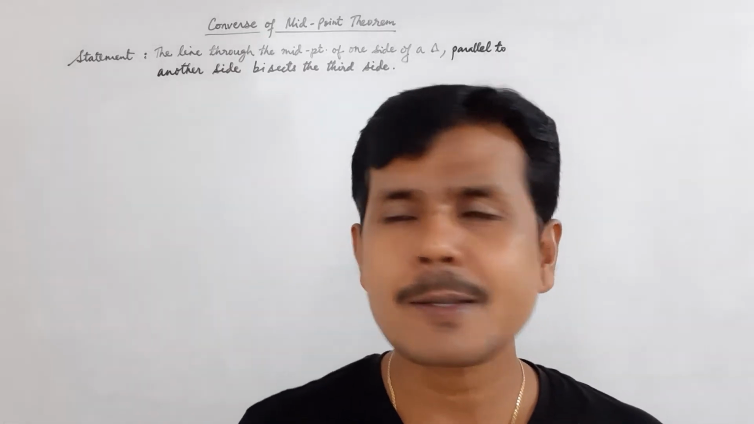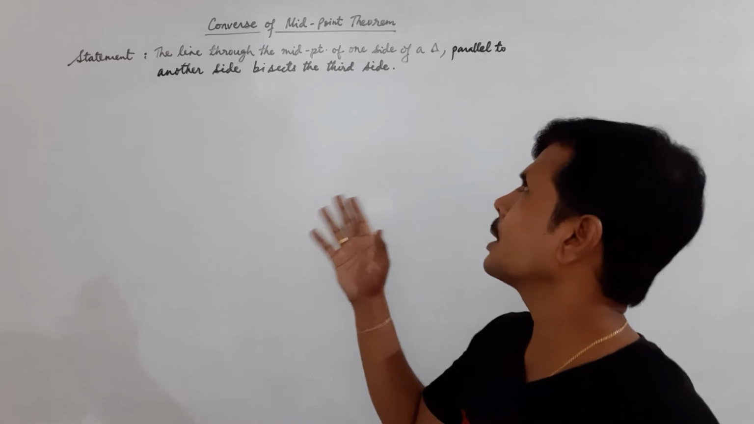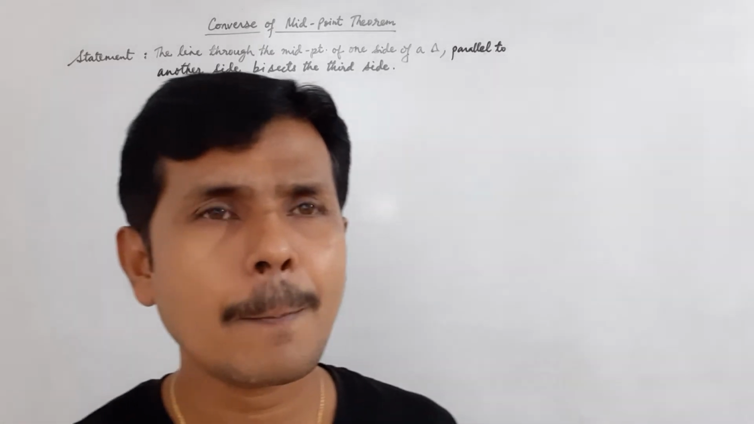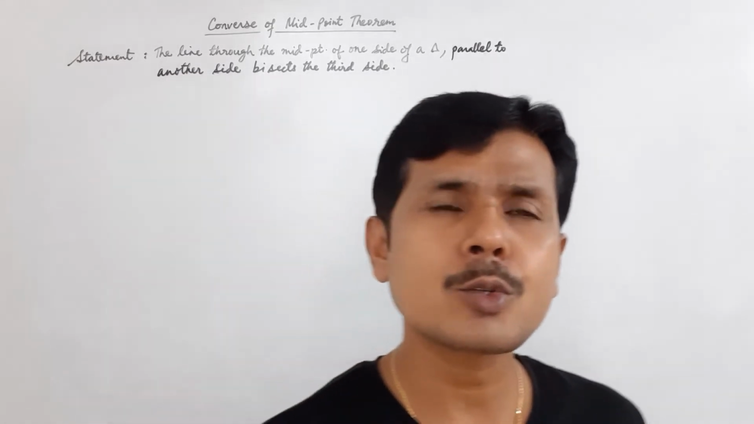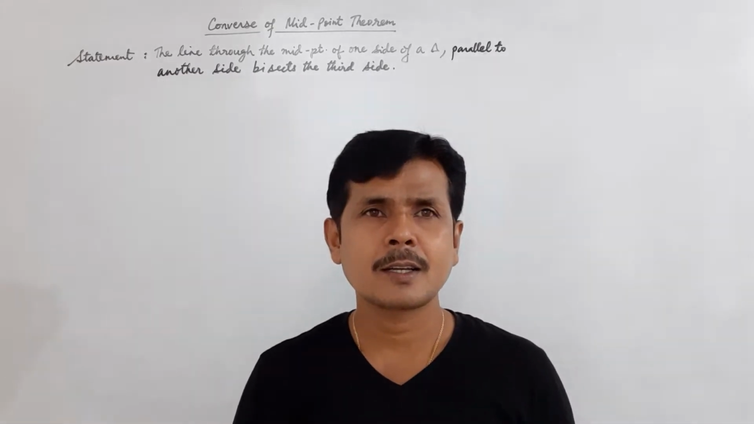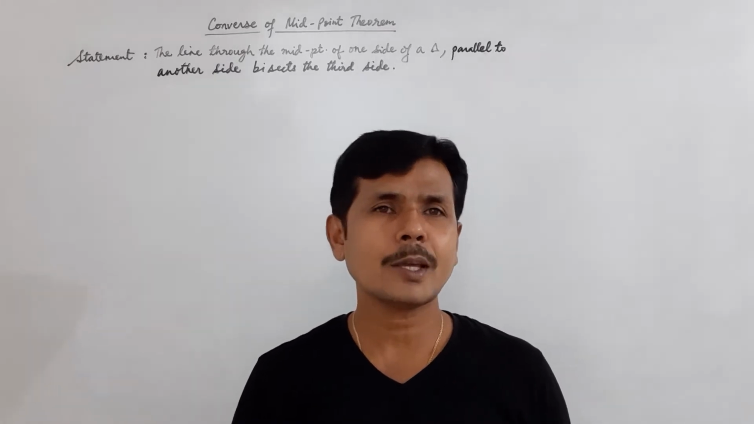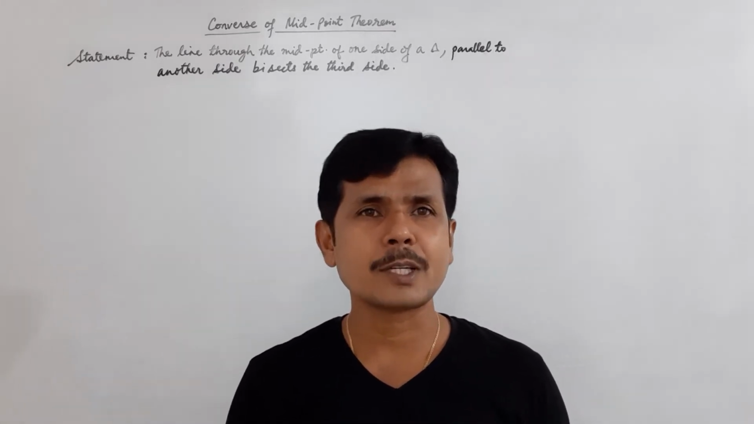The statement is: the line through the midpoint of one side of a triangle, drawn parallel to the second side, will bisect the third side. Okay? Let us prove it.